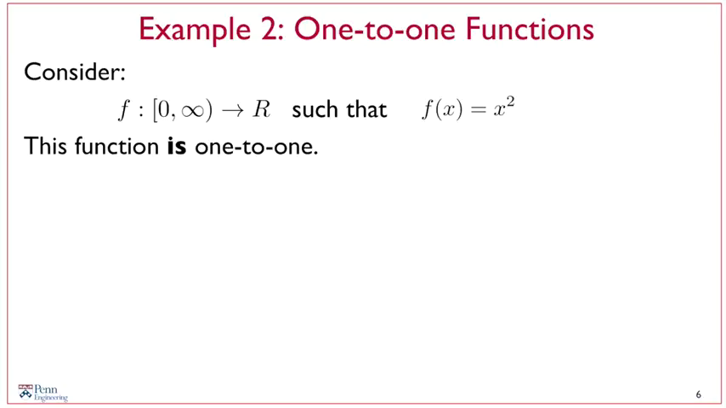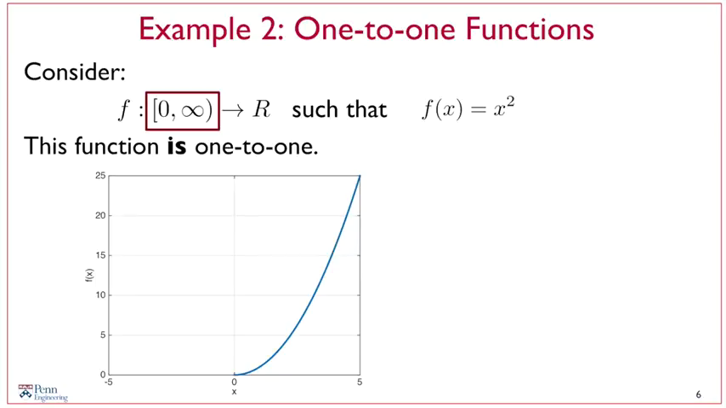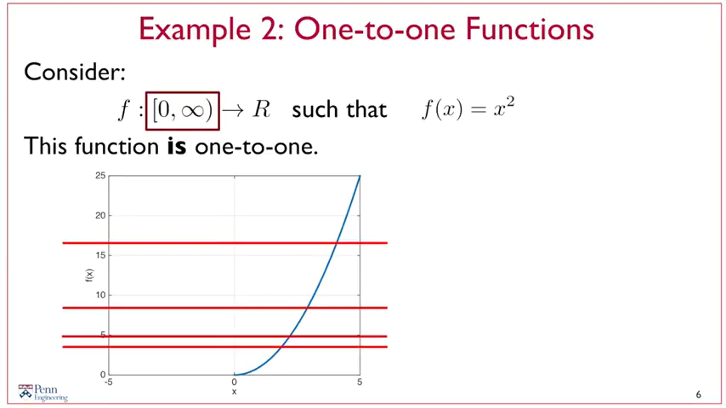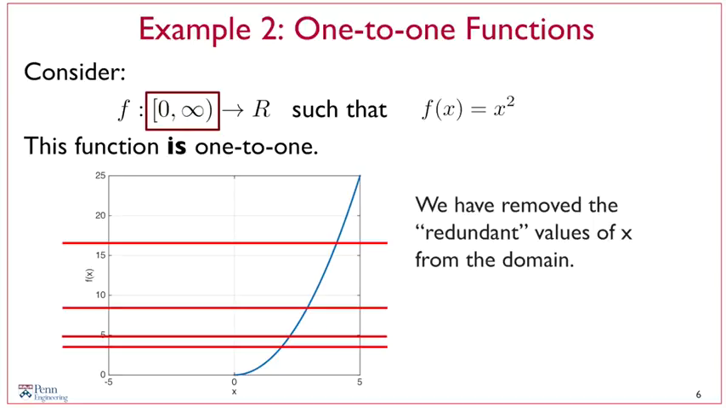Consider the graph of f of x equals x squared over only x values from 0 to positive infinity. We can imagine that this graph will pass the horizontal line test. By changing the domain of this function, we have essentially removed the redundant values of x, making f of x one-to-one. We see from this example that one-to-one and onto are properties that depend not only on the function's definition, but also on the domain and codomain over which the function is defined.